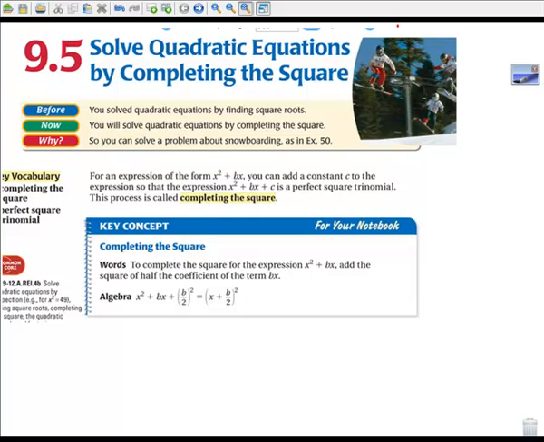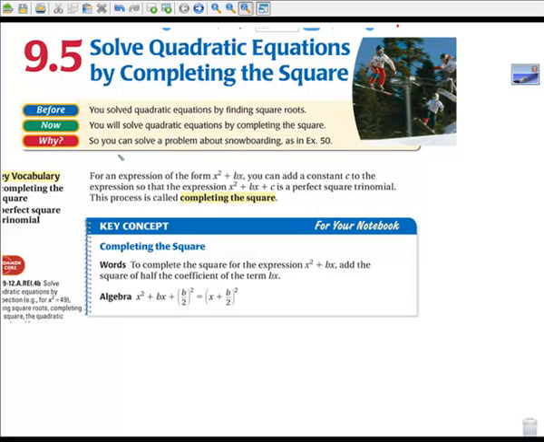Lesson 9.5 is solving a quadratic equation by completing the square. So far we know how to solve quadratics by graphing, by factoring, and by using square roots. But you can only use a square root to solve if you don't have a b value.